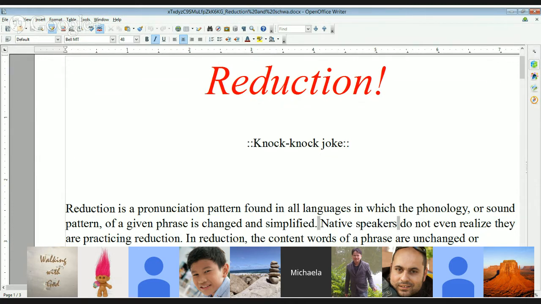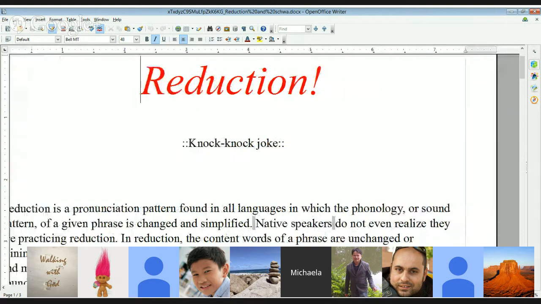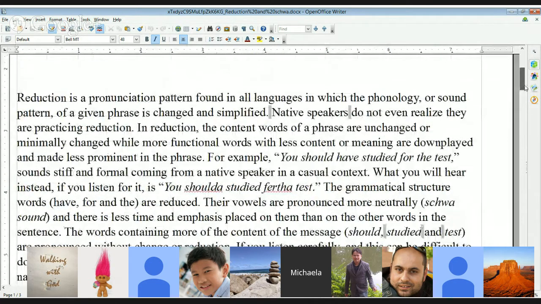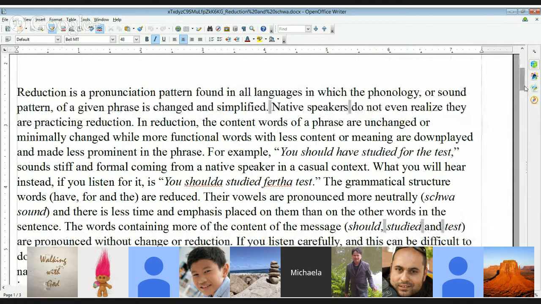All right, so I say knock, knock. You say, who's there? Are you ready? Okay. Knock, knock. Who's there? Banana. Knock, knock. Who's there? Banana. Knock, knock. One more time. Who's there? Orange, you glad I didn't say banana?